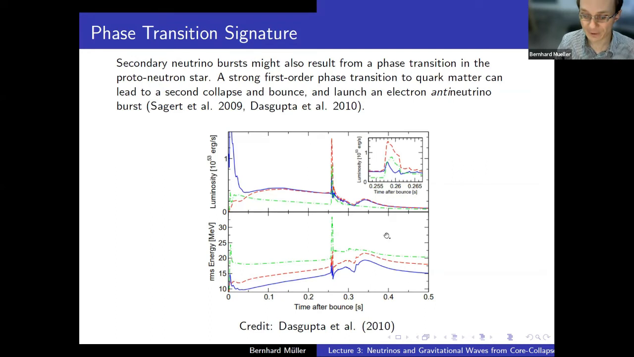But one has to bear in mind that the parameter space for phase transitions has shrunk since this work was first published. We have much more stringent constraints on neutron star masses and radii these days. So accommodating this scenario has become a little more difficult, though not impossible. And it might be more restricted and happen only for very, very massive neutron stars.